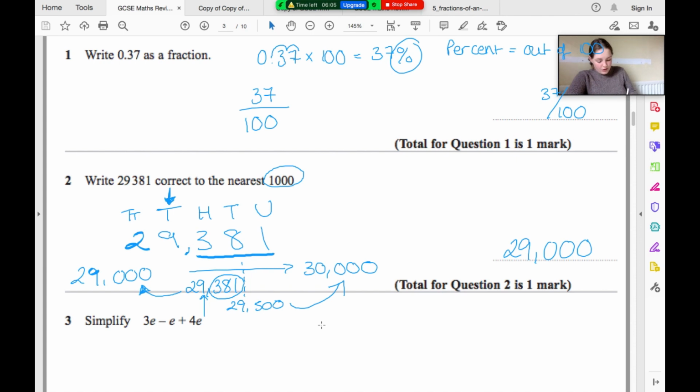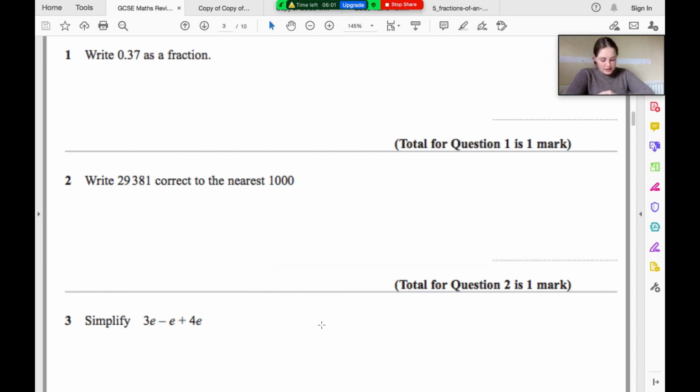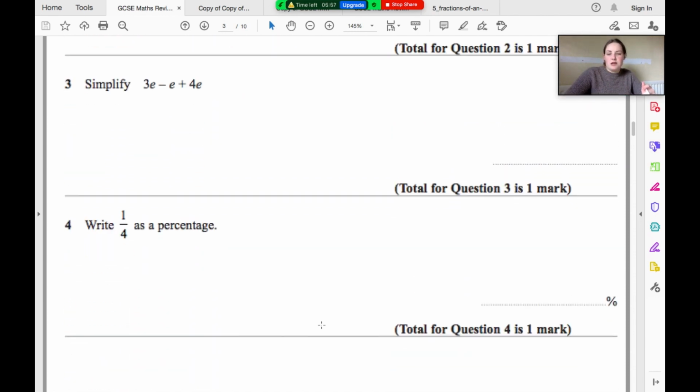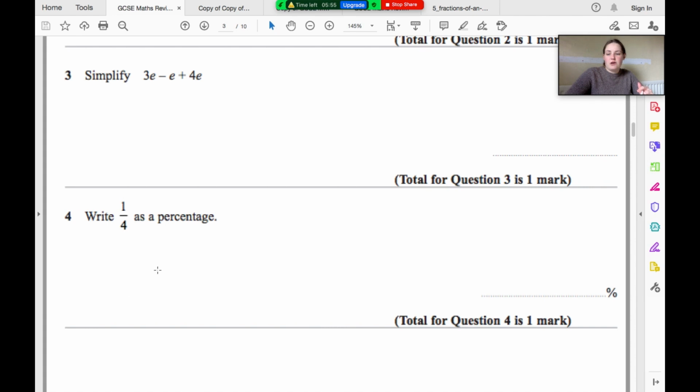Okay, the last one on this section before I scroll down is simplify 3e minus e plus 4e. Now this one's nice. If you fancy having a go at this one as well, now that I've scrolled up, please do. Okay, so simplify this for me.